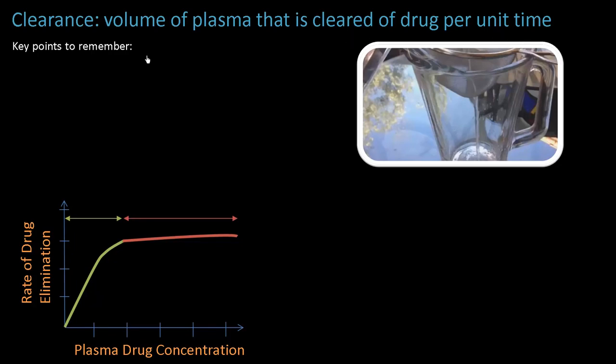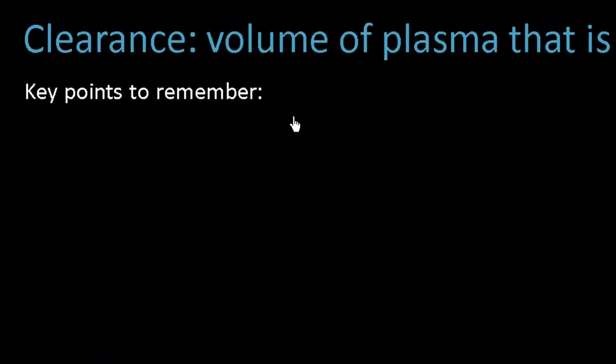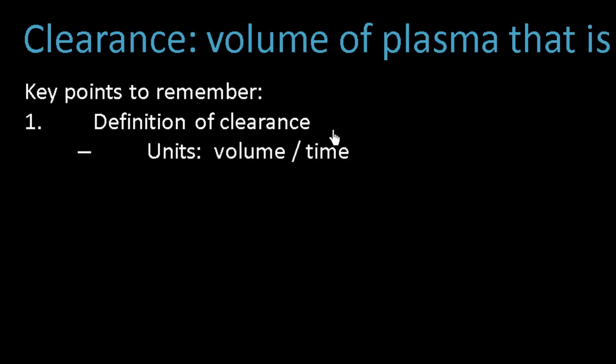So let's discuss the three most important points to remember, front load this lecture, and then develop each one of those points. The first point is the definition. What is the definition of clearance? Well, we just said it's a volume per unit time. And I want you to remember just that, the units of clearance. It is a volume. It is milliliters per minute.